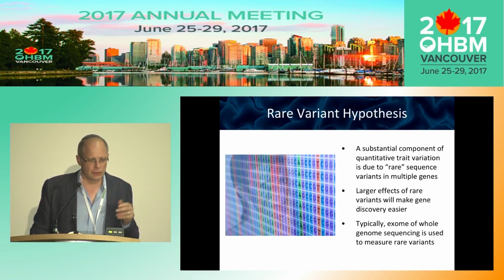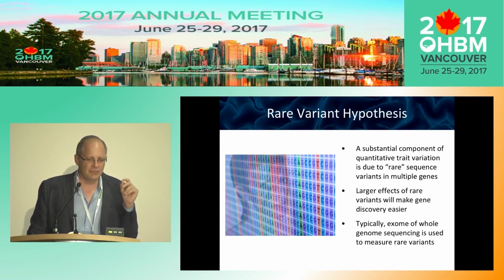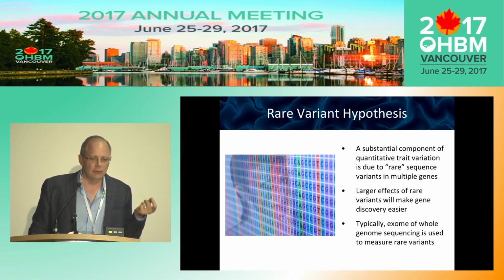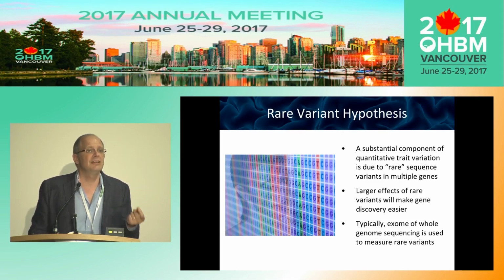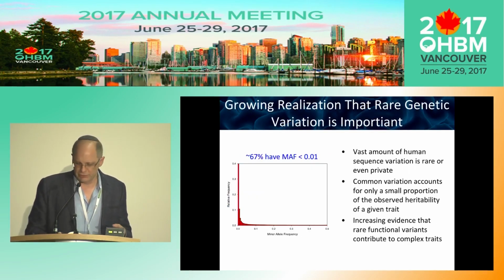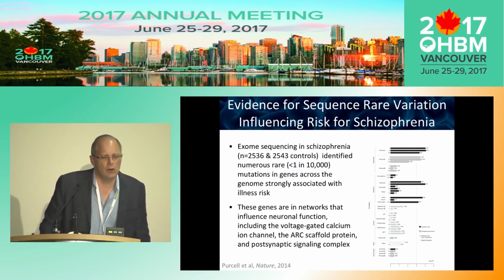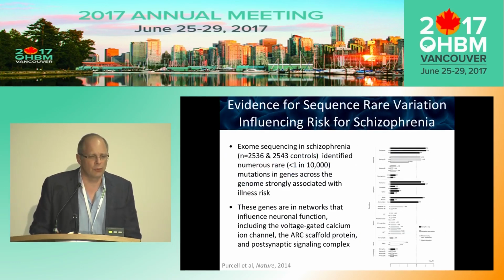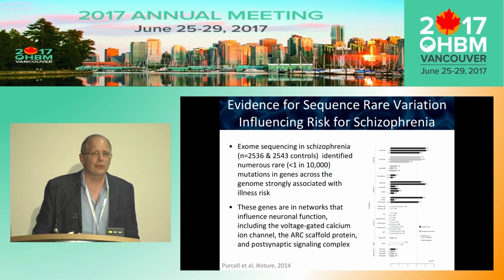So that leads us to the rare variant hypothesis: a substantial component of quantitative trait variation is due to rare variants. That's the hypothesis, and that larger effect sizes could be identifiable, which is kind of what we showed before when we were looking at the effect size. But typically, the only way to find these variants is to do exome sequencing or whole genome sequencing. Whoops, sorry, wrong way. So do we have evidence for rare variation influencing diseases associated with the brain?